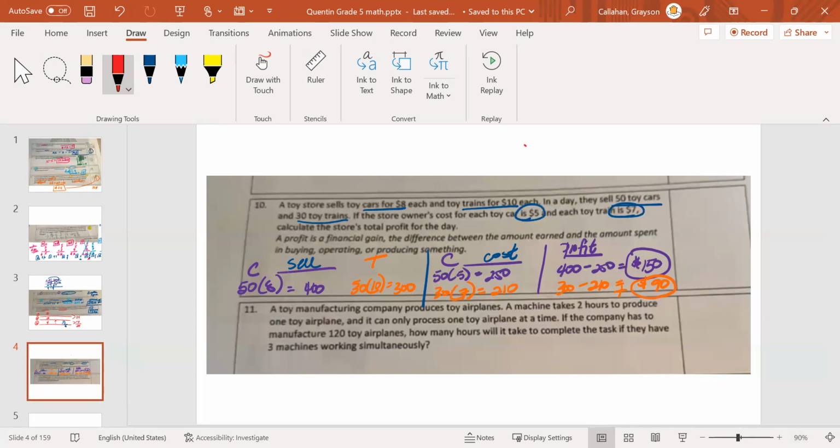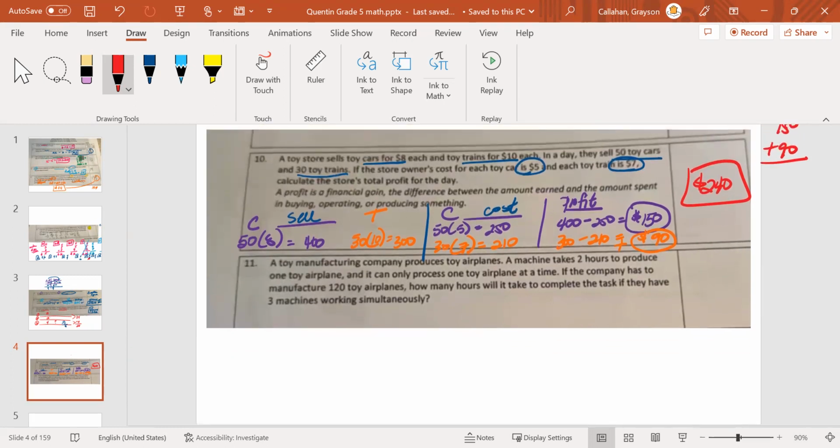Yeah, so then let's add the profit together. What's 150 plus 90? What's his total profit? Add it together in your head. $240 is the profit, so that's what we need right now. That's why I give you time to go and work on this.